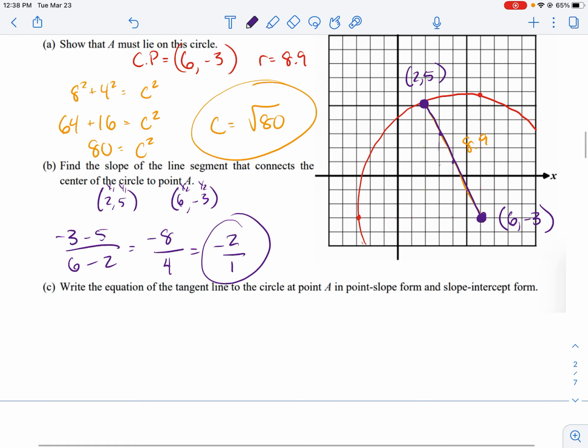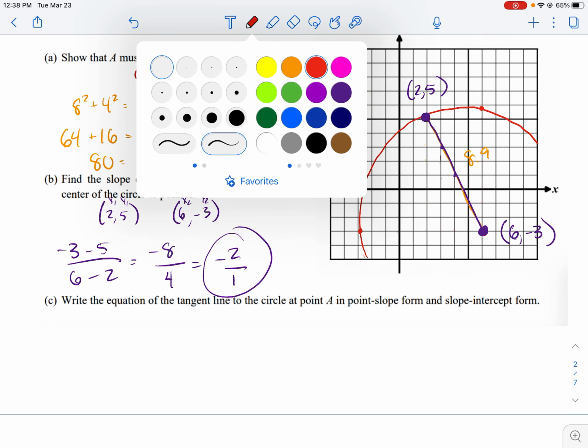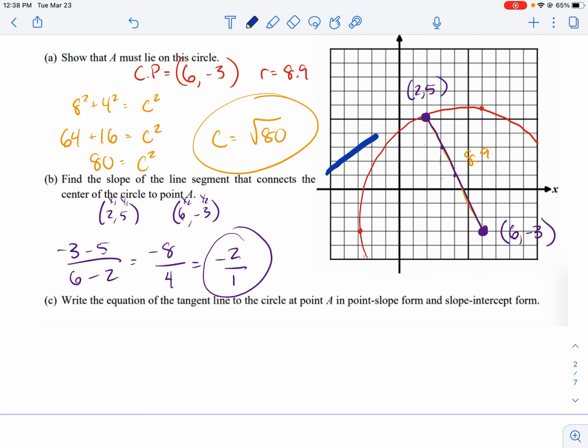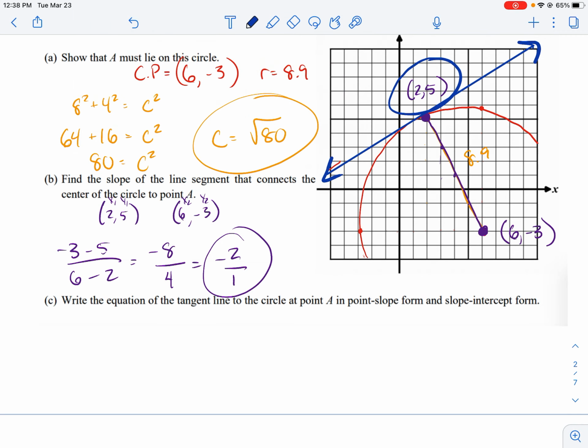And so now it says write the equation of a tangent line to the circle at point A in point slope form and slope-intercept form. Oh, you son of a gun. Well, that's all right. Okay, so we're looking for the equation of this line here. So let me see if I can draw this in here. Okay, well, I don't want to do red. Let's go blue. Okay, so we're looking for the equation of this line right here that touches our circle at that point, 2 comma 5, right? And is also perpendicular to our radius. Both of those things will make this guy tangent to our circle.